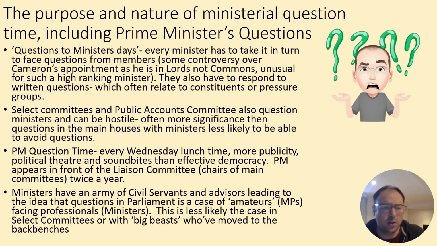The Prime Minister also appears in front of the Liaison Committee, which is made up of the chairs of the main committees, twice a year. And again, you could contrast those two bits. Which of those two holds the Prime Minister accountable? Well, one happens far more frequently than the other, but maybe the chairs of the main committees are more likely to be able to pin the Prime Minister down and get some proper answers out of them. Worth looking at some details and some examples from that.